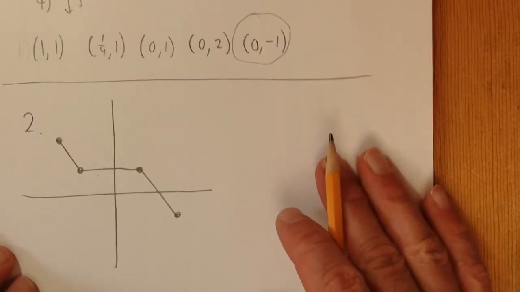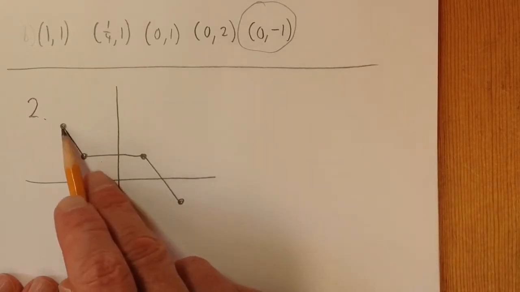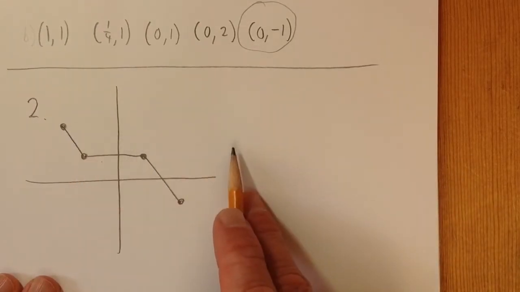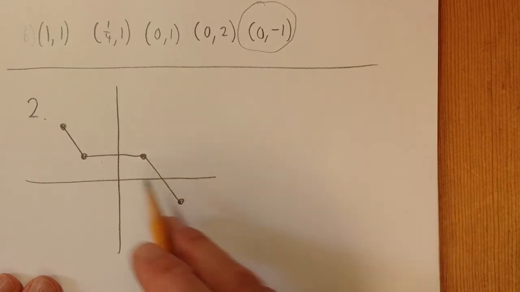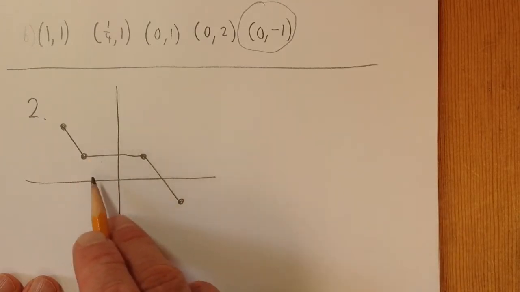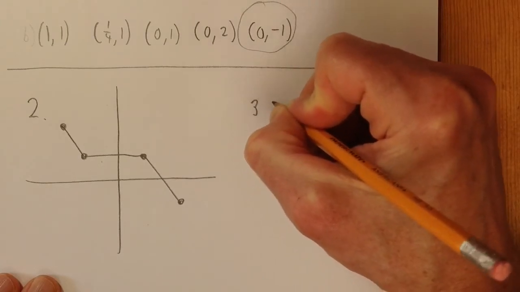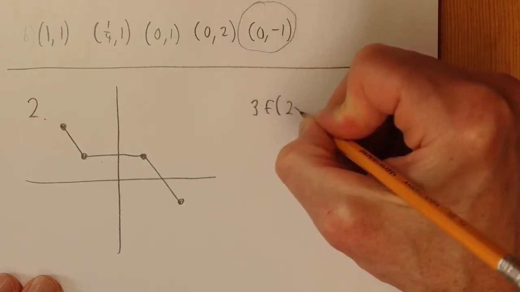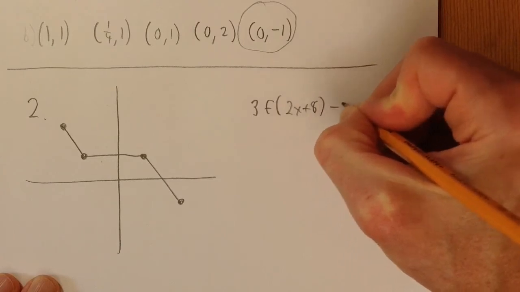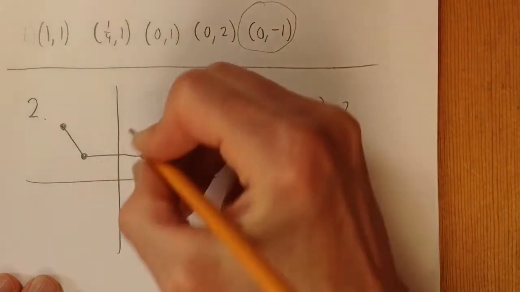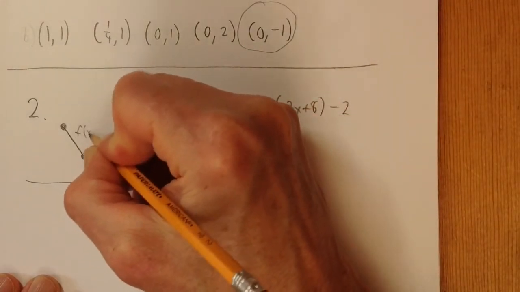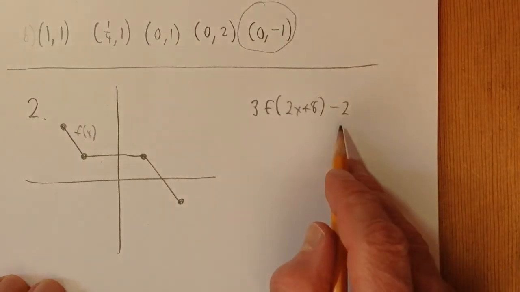Okay, now you can see it. Don't have to worry about trying to match a curve. So what are these points going to do on a new graph when it's shifted? The way it's shifted, I'm going to make up a different one. Let's say it's 3f(2x plus 8) minus 2. Okay, so if this is f of x, what will this look like?